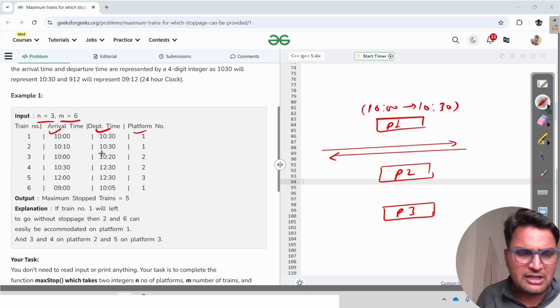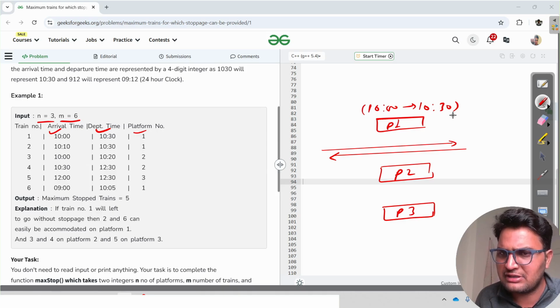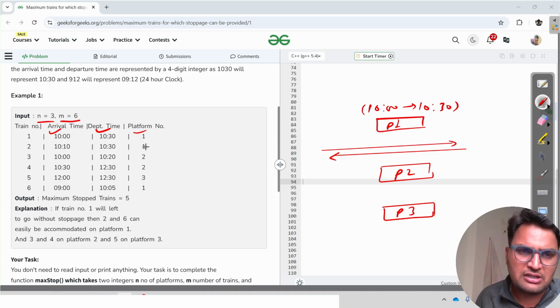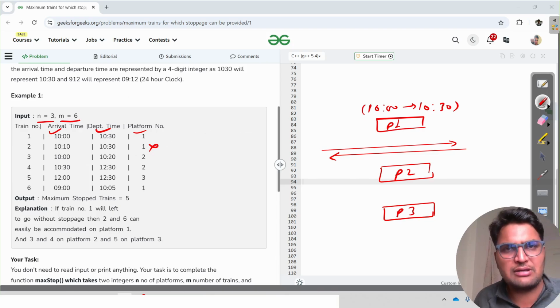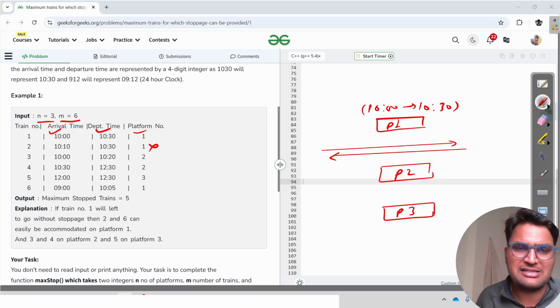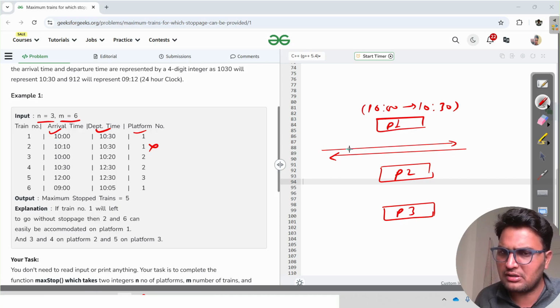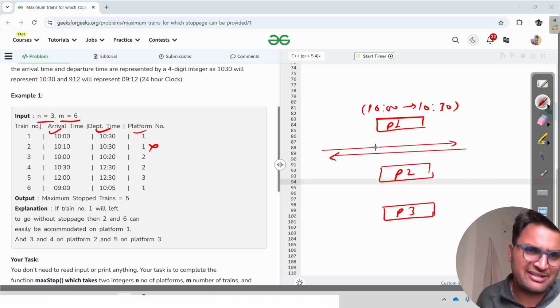Now the second train will come at 10:10, and then it will stay till 10:30. Now on first platform we already have one train that is there from 10 to 10:30, correct. So we cannot stop this train here. As you know, at one platform at a time only a single train can be stopped, else the other train we have to basically ask to go up using the main tracks.